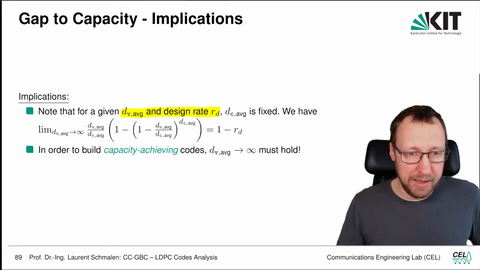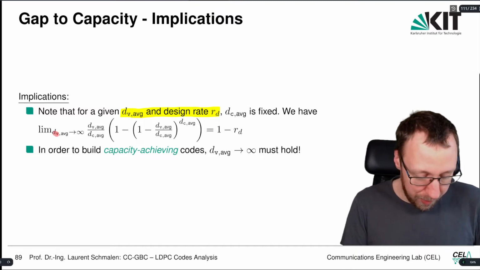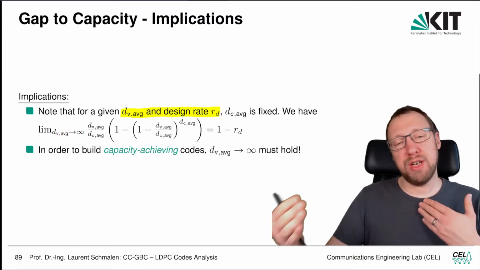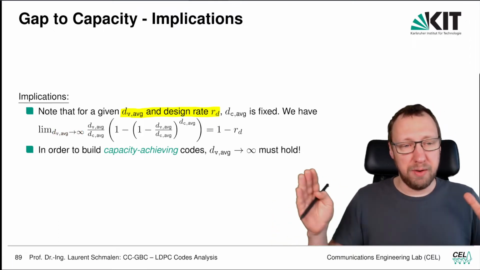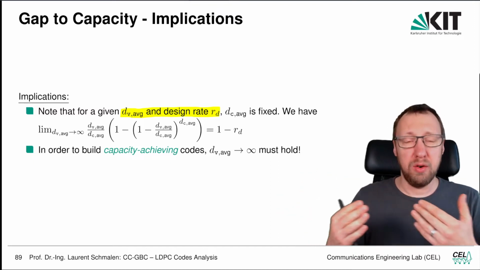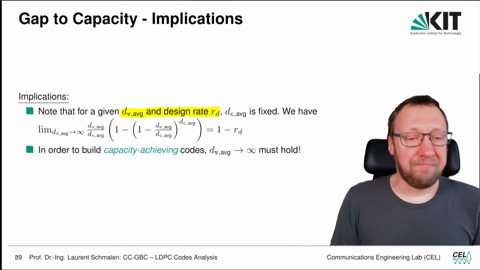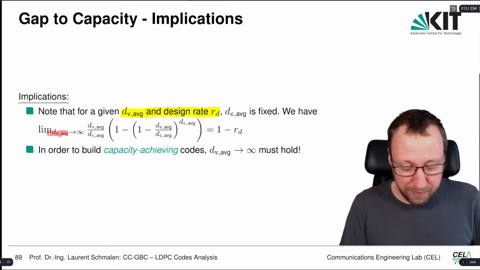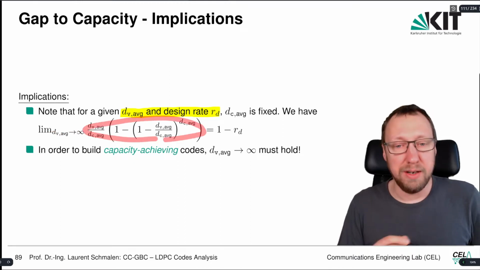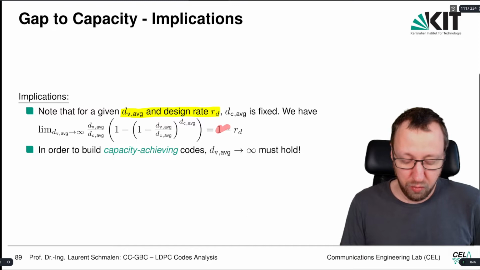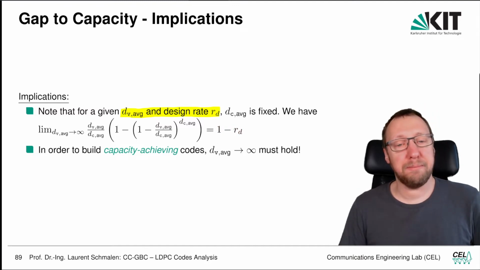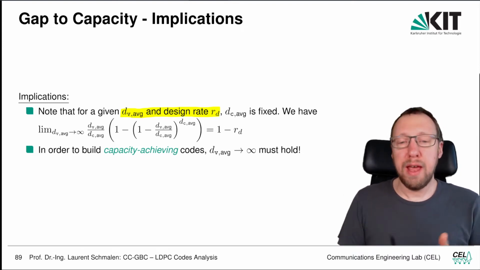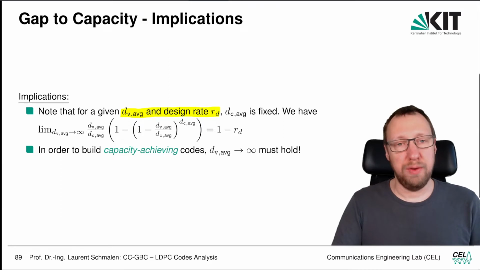Now what we see is that if we let the average variable node degree go to infinity, which is what we have in the parity check code, when we make this parity check code very large, then the average degree will go to infinity. So if we let the average variable node degree go to infinity, this term that looks rather nasty will actually converge to 1 minus the design rate. The implication for this is that we want to build capacity achieving codes. The average variable node degree should go to infinity.